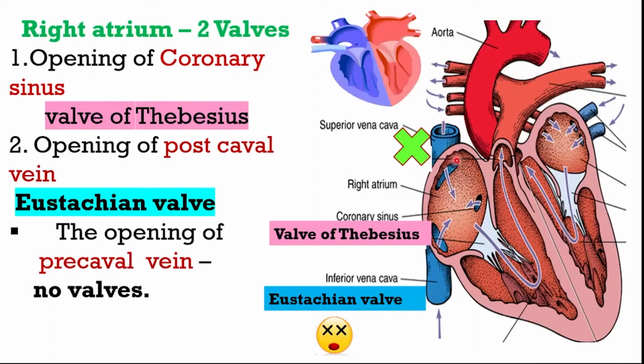We know the very basic function of the valves, that is to prevent the backward flow of blood. As there is no risk of backward flow, this opening is without valves. This is about the right atrium. So it is the larger atrium receiving the deoxygenated blood through three main veins.